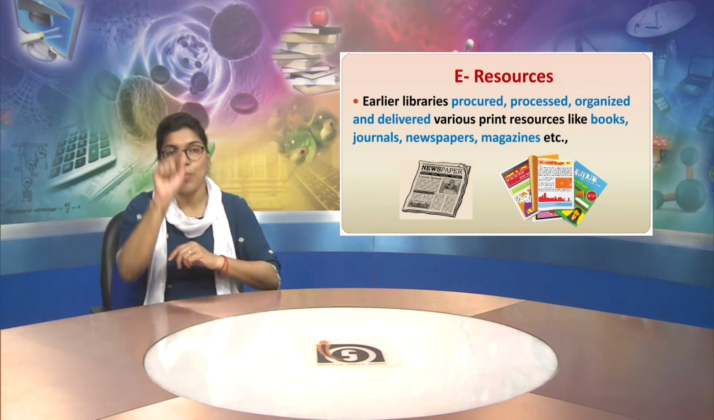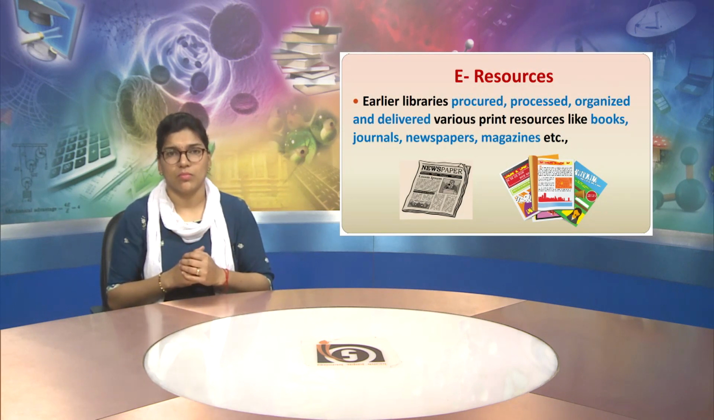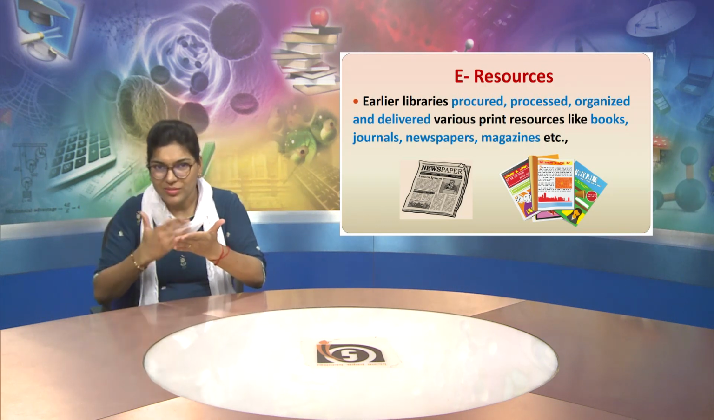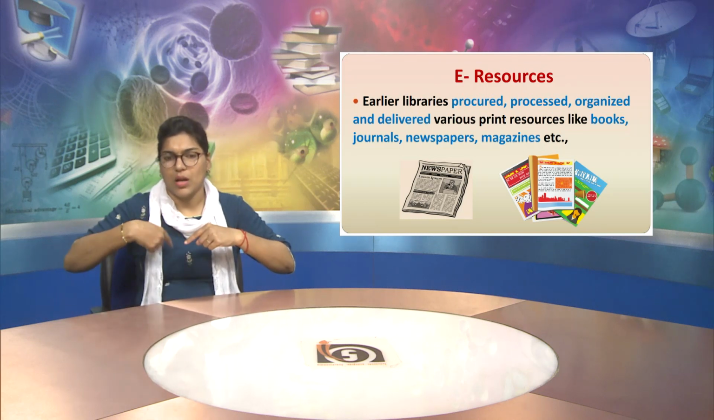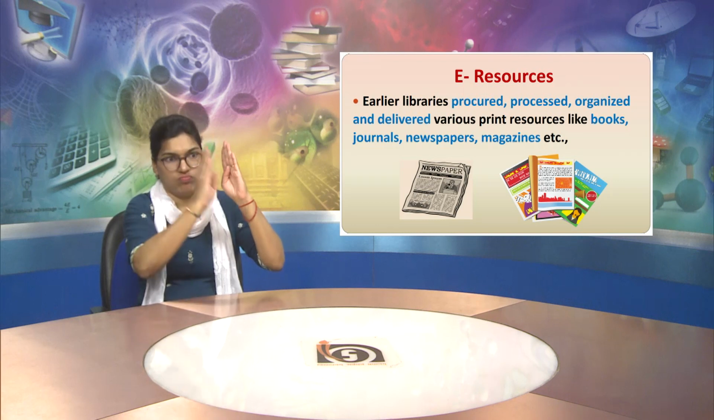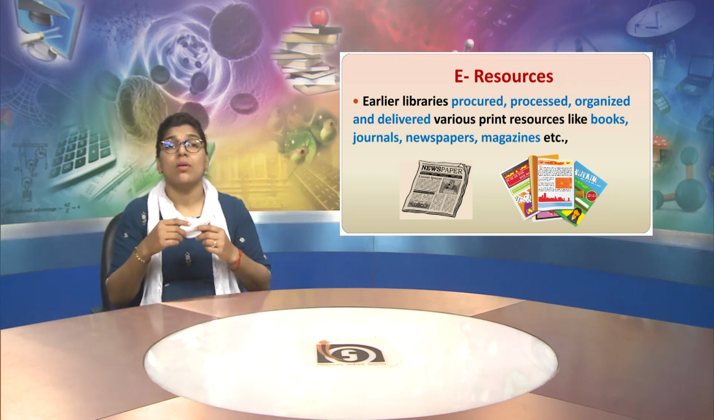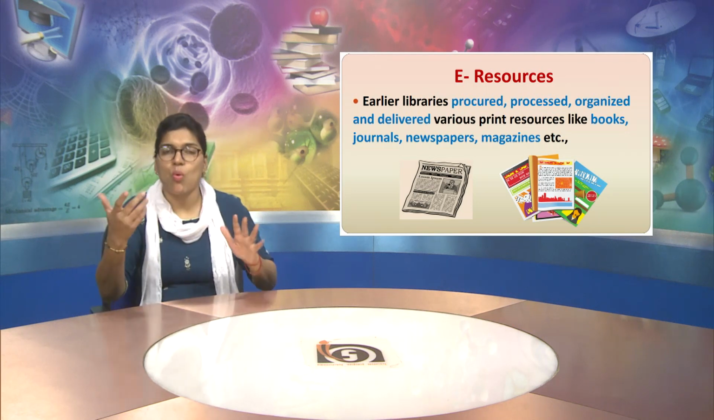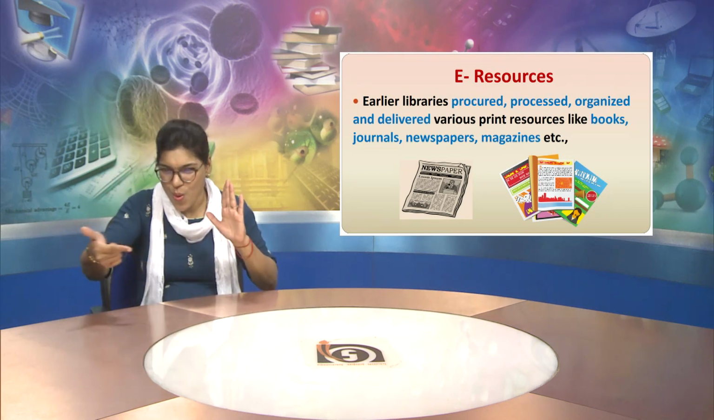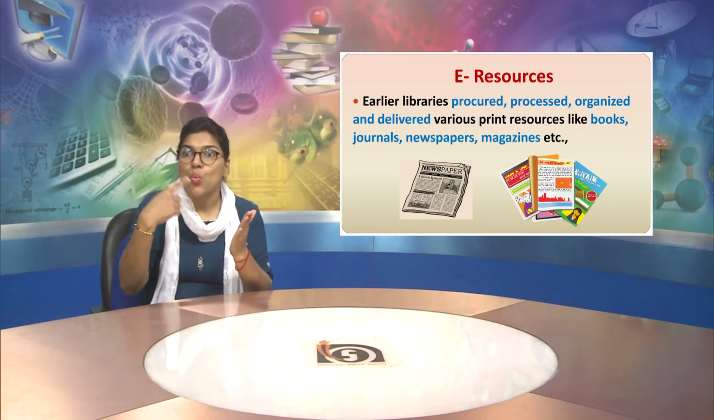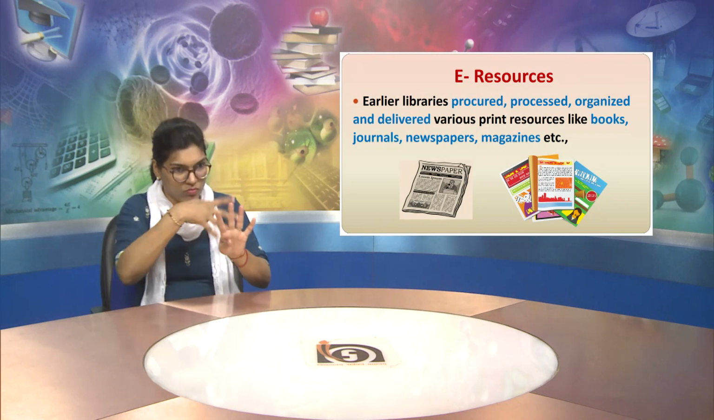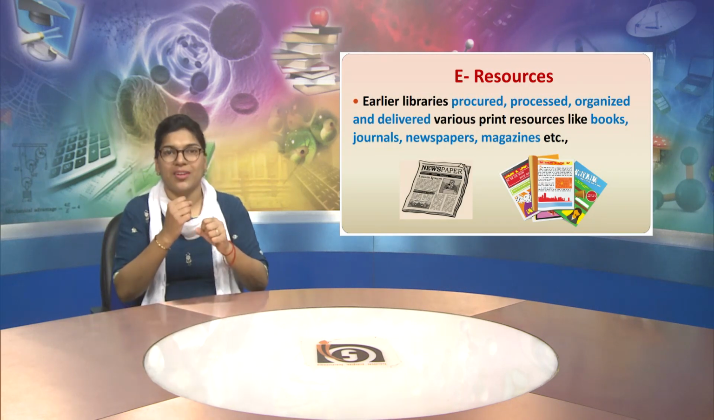Let us now understand the e-resources. Earlier, libraries procured, processed, organized and delivered various print resources like books, journals, newspapers, magazines, etc. All these resources are now available in the electronic forms, which we call as e-forms or e-resources also.